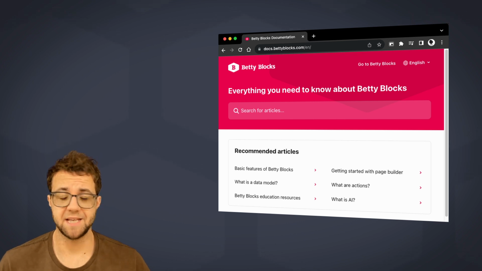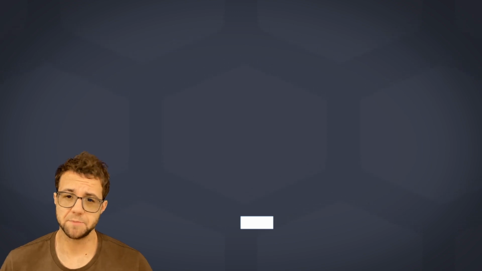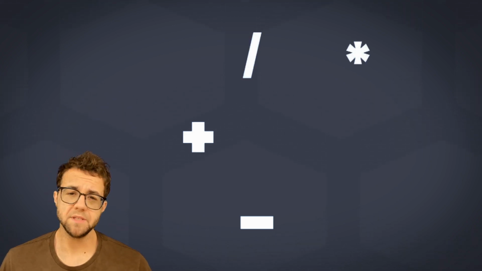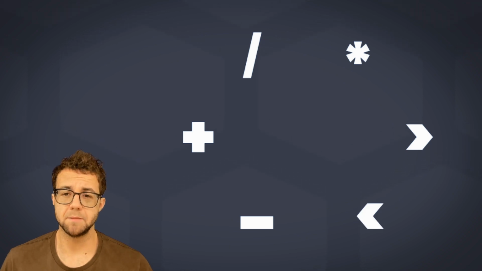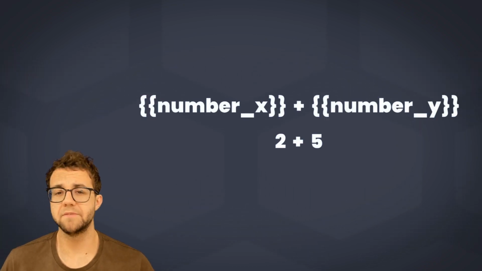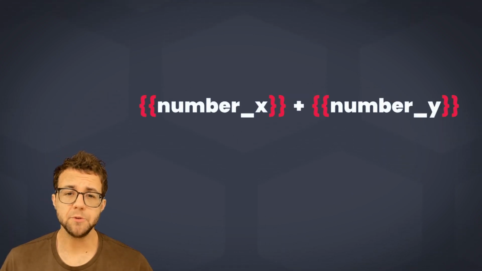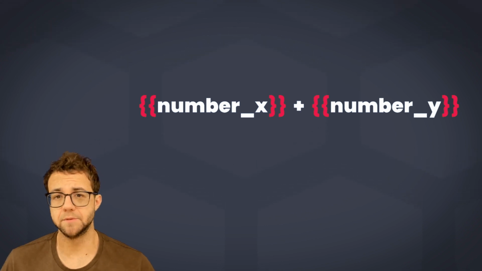Not every single expression has the same syntax. Some expressions are just basic operators like minus for subtraction, the plus for summing things, the divider for division, the multiplier for multiplication, or the angular brackets for checking if something is more or less than another value. As an example, if number x would be 2 and number y would be 5, then the above expression will result in a 7. The two curly brackets indicate that we're dealing with a variable, data that can change. Without them, the expression doesn't know where to retrieve the data from.